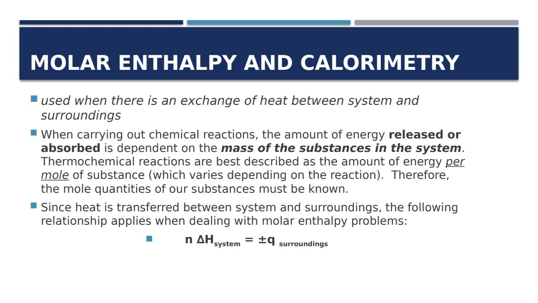But what we can do is measure the heat of our surroundings, because we know that there's an exchange of heat between system and surroundings. But we are still going to incorporate the system. So this is a little bit of a different change than our heat calculations in our previous lessons. When we carry out chemical reactions, that amount of heat is either released or absorbed, and it's dependent on the mass of the substances in the system. We know this. It's also based on the mass of the surroundings as well.